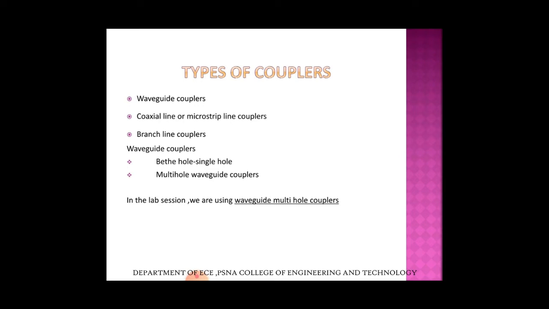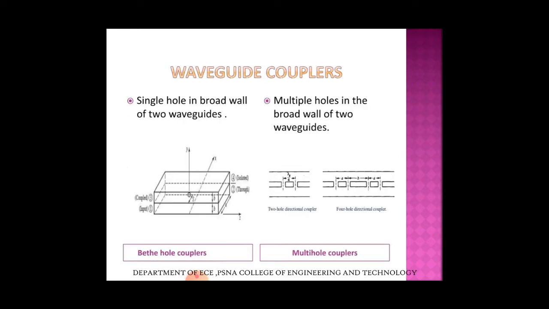The forward coupler is nothing but the direction of flow of the power in the coupled arm or coupled port is the same as the direction of the flow of the microwave power in the forward arm, whereas it is opposite in backward couplers. The waveguide couplers are again classified as BT hole, which is nothing but a single hole waveguide coupler, and multi-hole waveguide couplers. However, in the lab session, we are using waveguide multi-hole couplers.